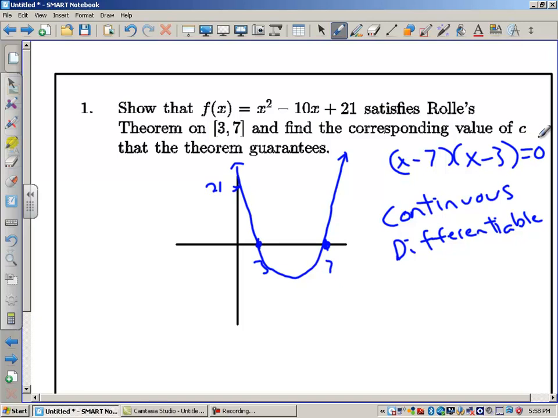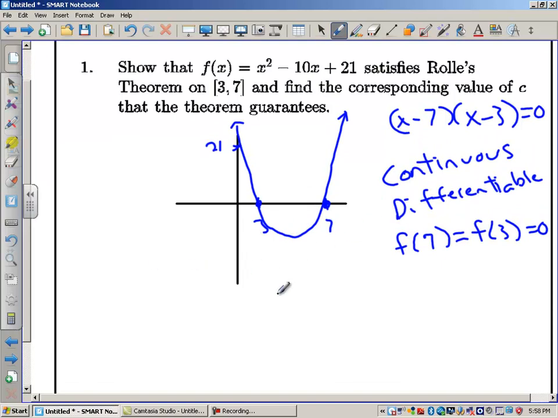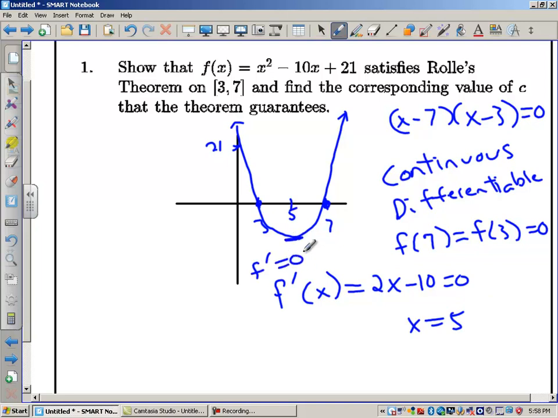Whatever. Okay, now what about the points 3 and 7? What is f of 7? Well, f of 7 and f of 3 are both equal to the same thing. So that means that between 3 and 7, we must have a point that's critical, or where f prime equals 0. So what we're going to do is find f prime of x, which is 2x minus 10. And then we're going to set this equal to 0. And that obviously happens when x equals 5. So here at the point 5, we have a place where f prime equals 0. And 5 is in between 3 and 7.